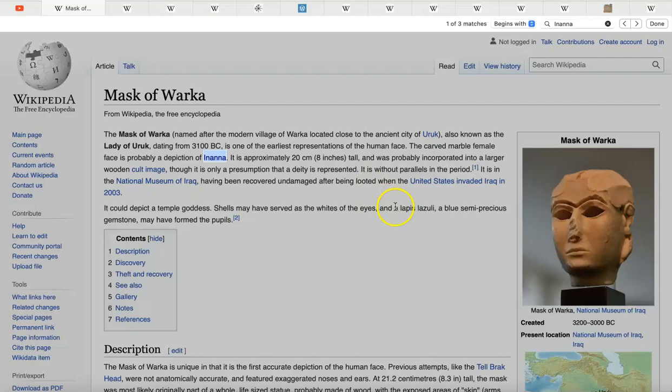Okay, so that's what we're dealing with here. It was probably incorporated. I already read that. A presumption that a deity is represented. It is without parallels in the period.